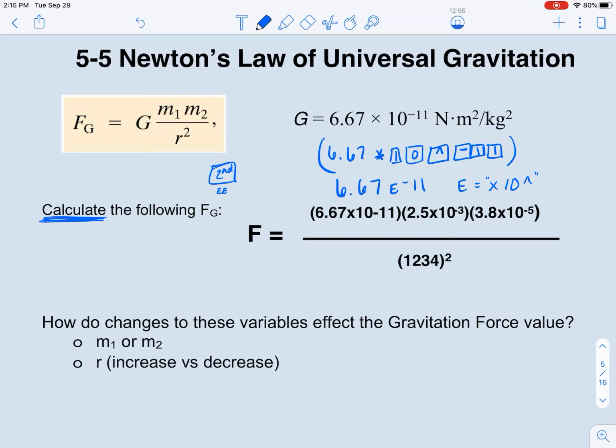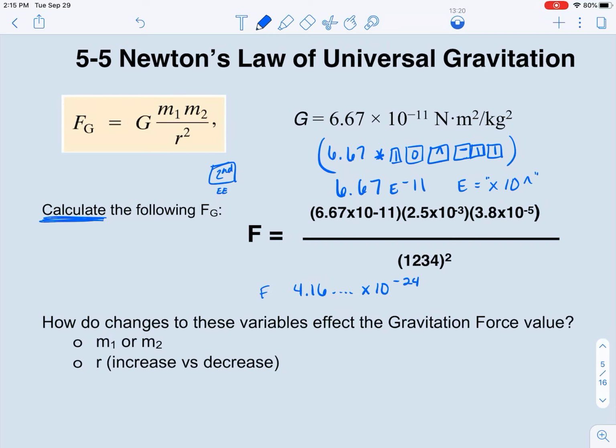All right. So if you type this into your calculator, what you should get is a number that comes out to be something close to 4.16 something times 10 to the negative 24. So my final answer here would be 4.2 times 10 to the negative 24.